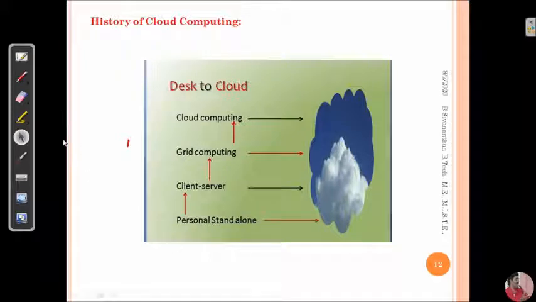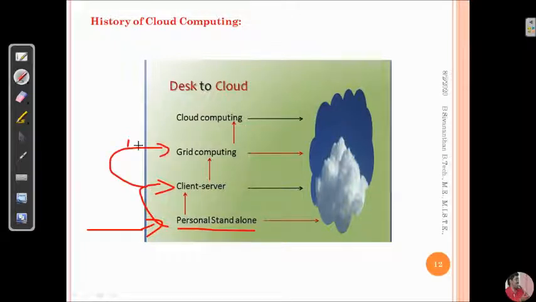Let us move on to the next one, and now we are going to see the history of cloud computing. As you all know, we started in the era of the personal standalone desktop computer. Then we moved on to the client server paradigm, then grid computing, and now we are in the era of cloud computing. Initially, after the invention of the computer, everything was operated in a standalone manner. Then after the invention of the networking concept, they moved on to the client server paradigm. Then they moved on to the grid computing concept.